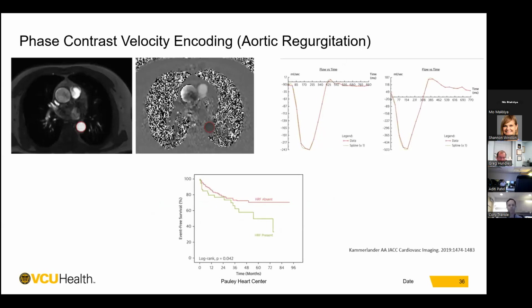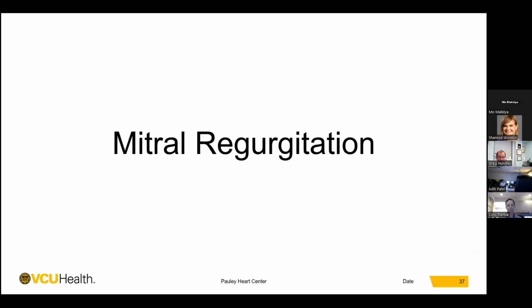Several studies have shown that reverse holodiastolic flow in the descending aorta on flow studies is associated with severe aortic regurgitation, with good sensitivity and specificity. In this study, holodiastolic flow reversal, as we can see here in the flow chart on the top right image, can also carry prognostic information, and it's associated with poorer outcome, as we see in the Kaplan-Meier curve below, indicating severe aortic regurgitation. Mitral regurgitation.